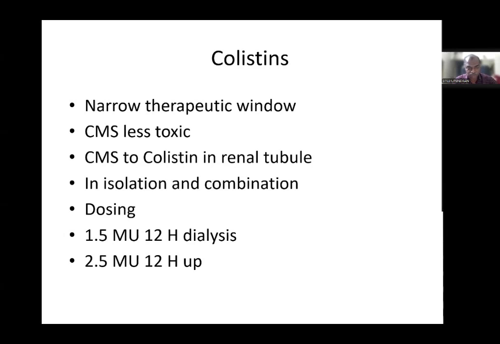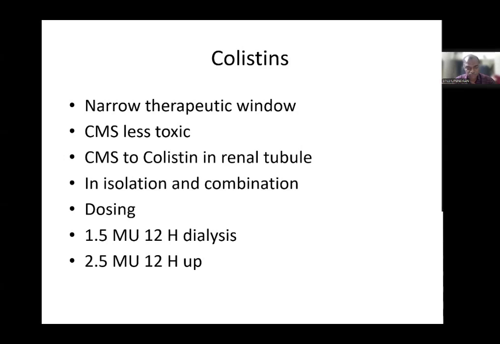Colistin, CMS or colistin methyl sulfate, is a less toxic pro-drug. It has to be converted to colistin, most often in the renal tubule. So conversion to colistin may be impaired in renal failure, and one has to be very careful with the dosing.